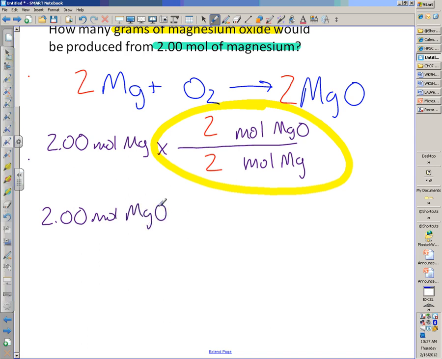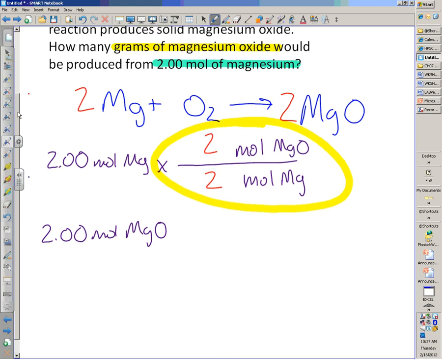Multiplying by 1, right? Now, here's where the problem gets a little different. Is this what this question was asking us for? No. The question asked us for grams of magnesium oxide. And we now have moles of magnesium oxide. But this is what we did on Monday. So another conversion factor. I need to put that.